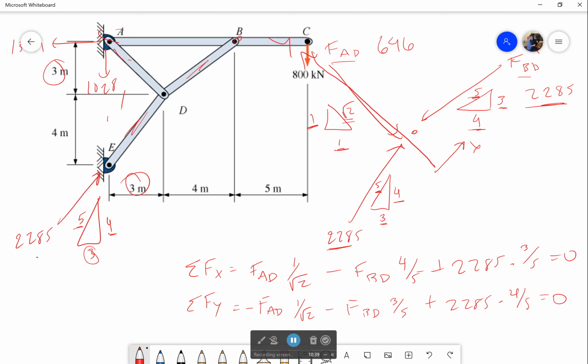So well done. Thank you for listening. I hope this helps you. Just remember, be very careful, break everything into components, and you can solve these. Just equations of equilibrium over and over and over again.